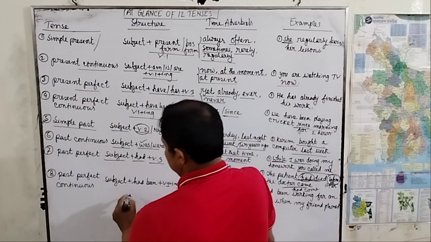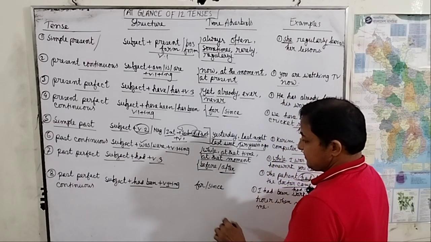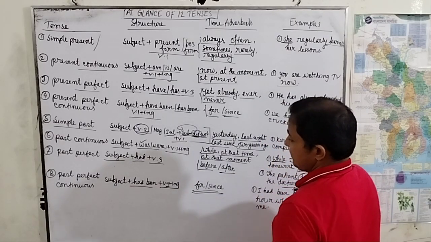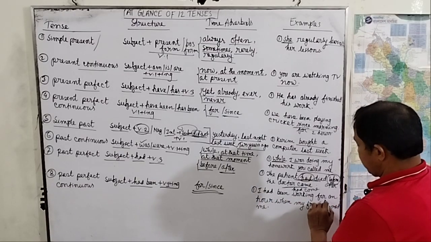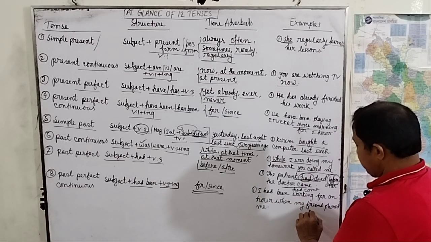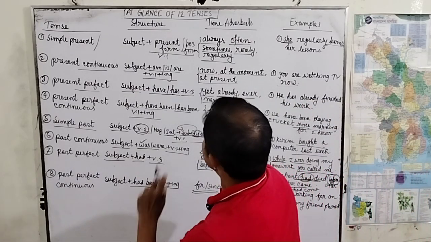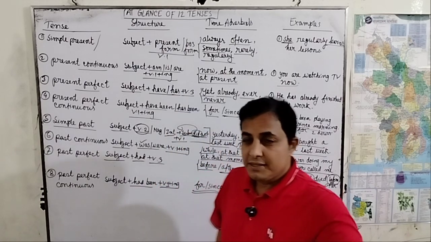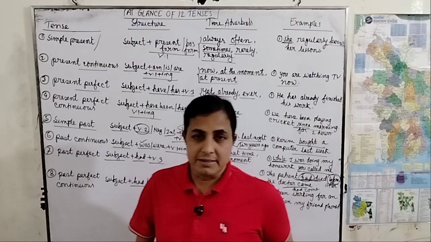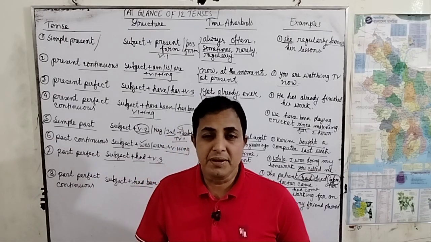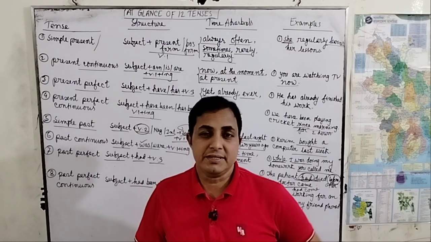Past perfect continuous: subject plus had been B1 plus ing. Again, here is also the adverb for since. I had been working for an hour while my friend phoned me. Dear learners, you have to be very attentive to the structure and the adverbial part. Then you will be able to identify it, you will be able to write down the sentence.